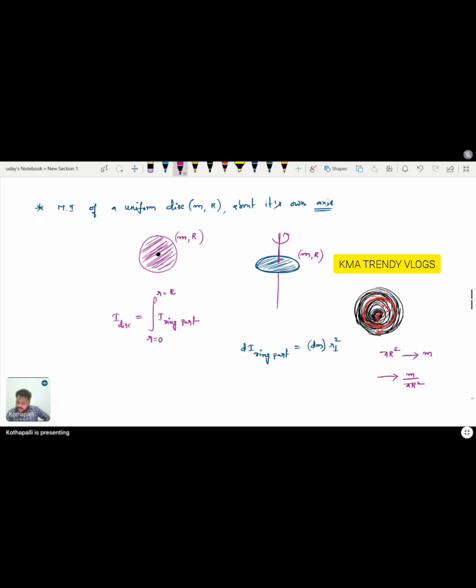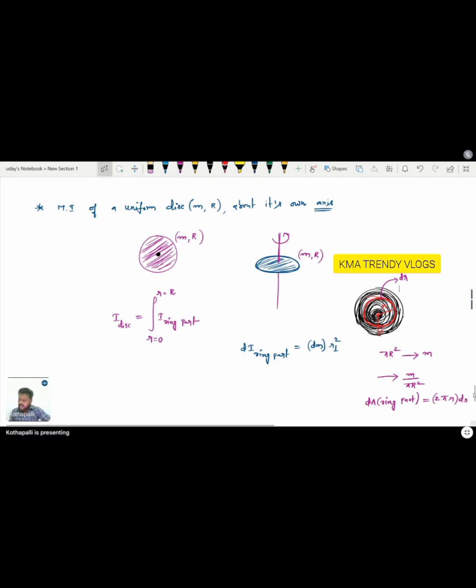Then what is the area of this ring part? The ring is a one dimensional case, but we want area. Then what will we do? We will calculate the length of the ring and multiply it with the thickness of the ring. So dA, which means the ring part area, is 2 pi r, the circumference length, into thickness dr. If I take this small thickness as dr, then the total area of that ring part will be 2 pi r into dr.